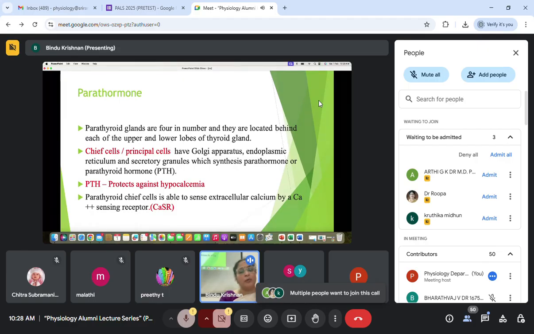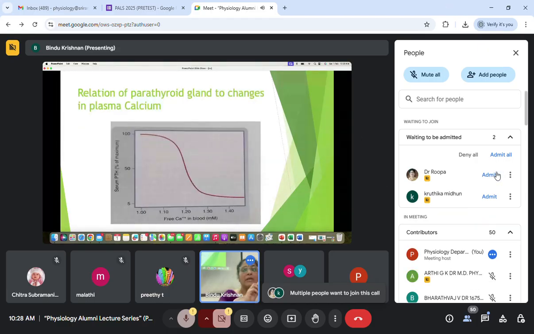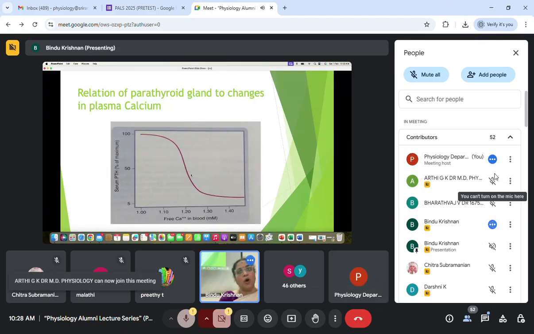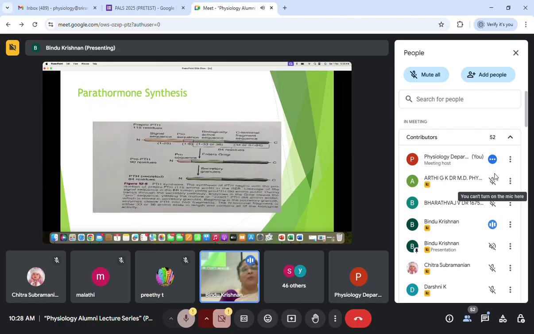It is because of a beautiful receptor which is present on the surface of this chief cell or the principal cell. That is what is known as the calcium sensing receptor, CaSR, right? So here you can see the importance of the level of calcium with that of PTH. The drop may be only in millimoles, but then you can see the exponential release of parathormone here, right? So parathormone is going to be released when my free calcium is going to drop, right? So this is about the parathormone synthesis.